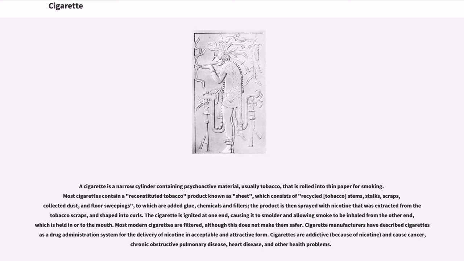The cigarette is ignited at one end, causing it to smolder and allowing smoke to be inhaled from the other end, which is held in or to the mouth. Most modern cigarettes are filtered, although this does not make them safer. Cigarette manufacturers have described cigarettes as a drug administration system for the delivery of nicotine in acceptable and attractive form. Cigarettes are addictive and cause cancer, chronic obstructive pulmonary disease, heart disease, and other health problems.